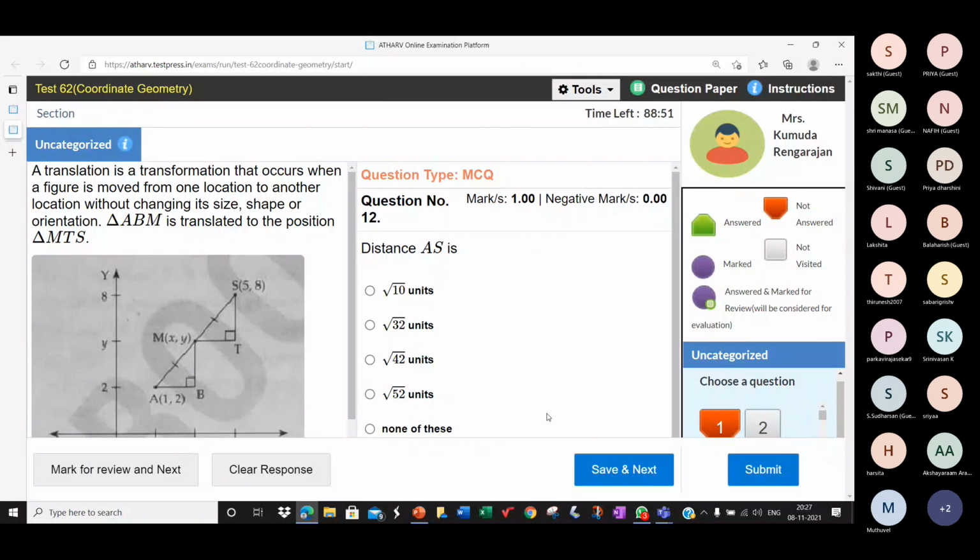Distance AS. Distance AS. Root 52 units, ma'am. Root 52 units.